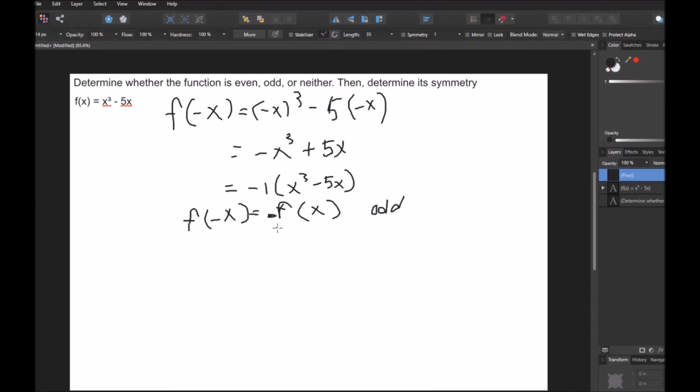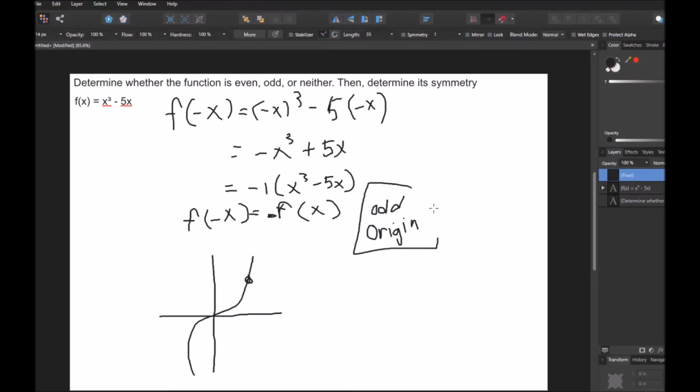And I'm going to go ahead and say that the symmetry here is about the origin, because usually when you have x cubed equations like this, they look something like this on the xy coordinate plane, and they'll be symmetric about the origin, meaning that an xy point here will be equivalent to a negative x, negative y point down here. So I'm going to say odd and origin symmetry. And that's how I would do that one.